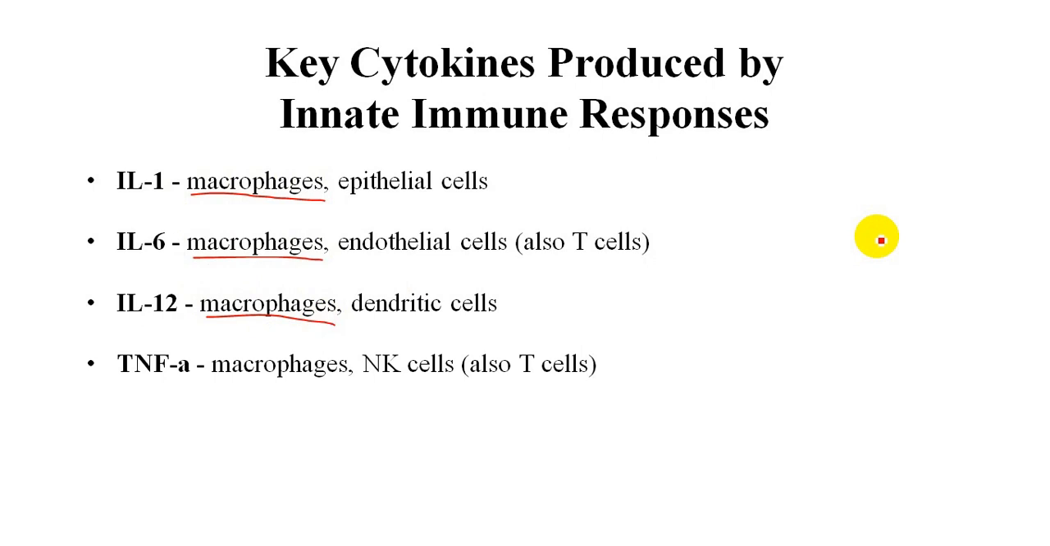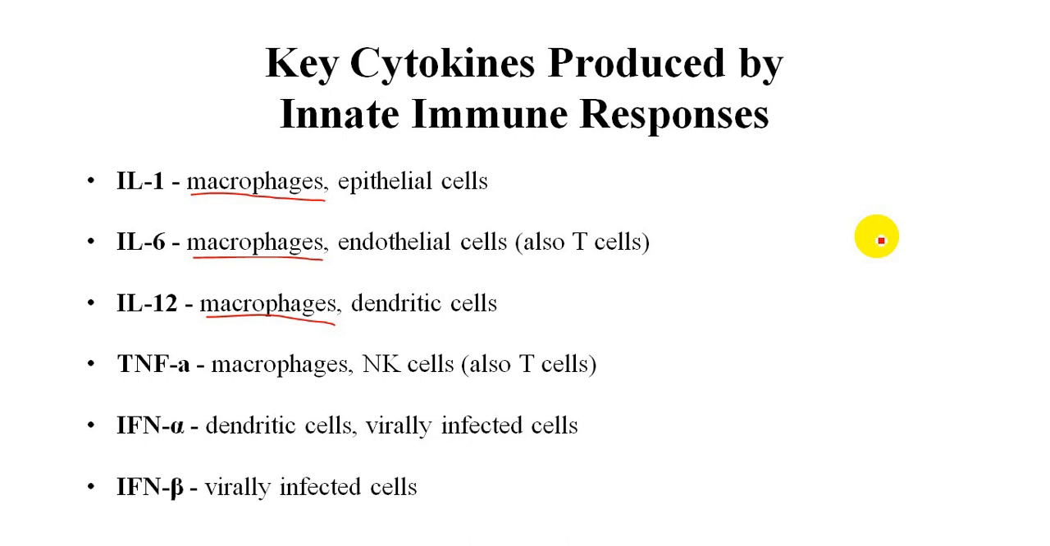Tumor necrosis factor alpha or TNF alpha is produced by macrophages and natural killer cells, and also in case of certain T cells. Interferon alpha is produced by dendritic cells and virally infected cells. Interferon beta is produced exclusively by virally infected cells.